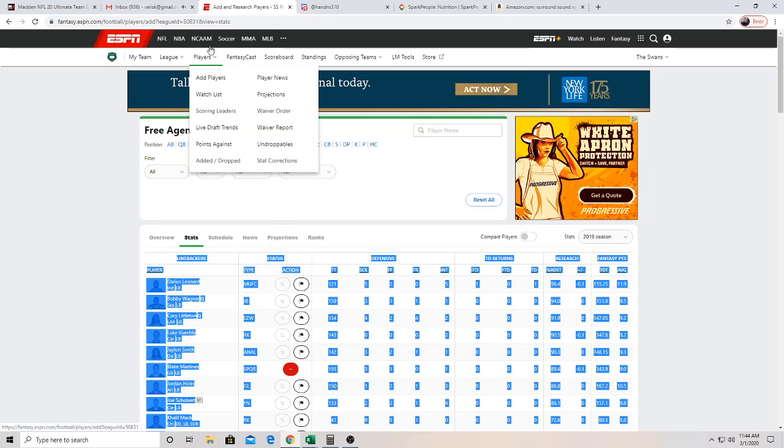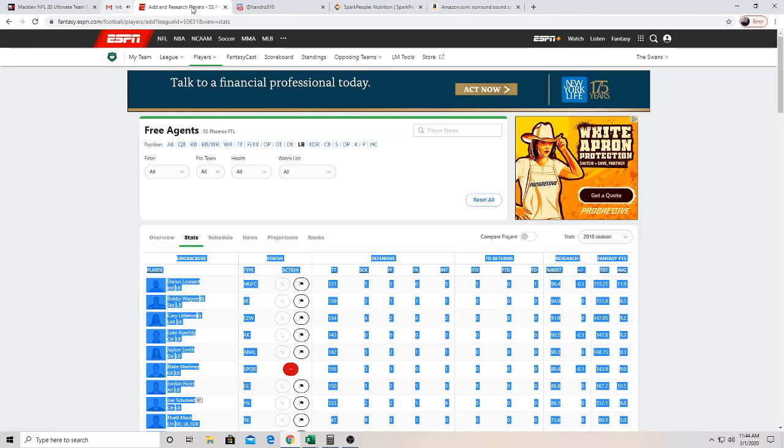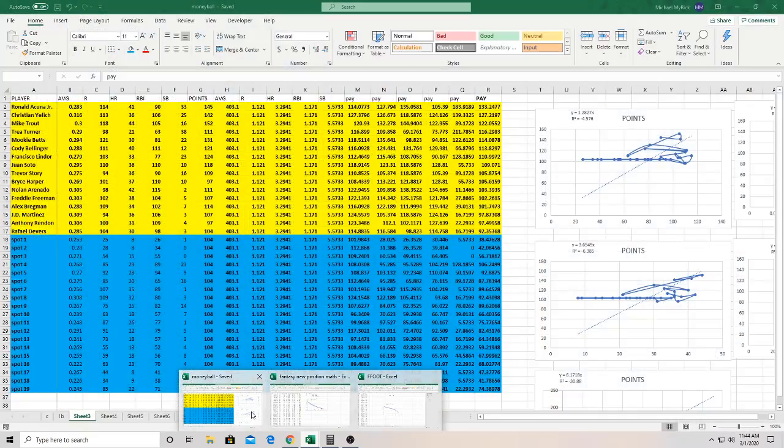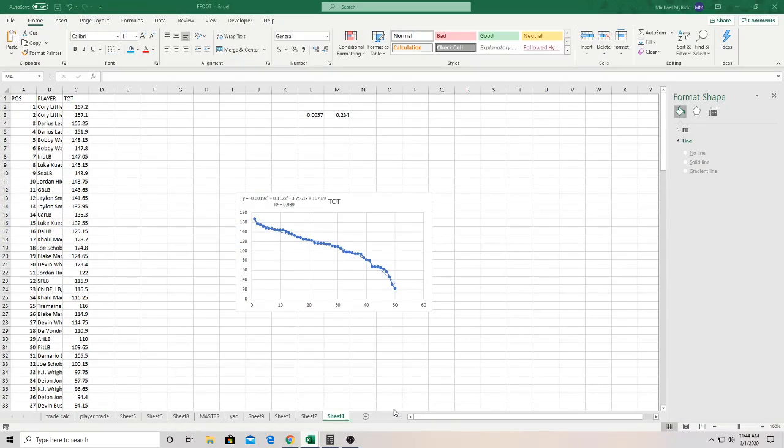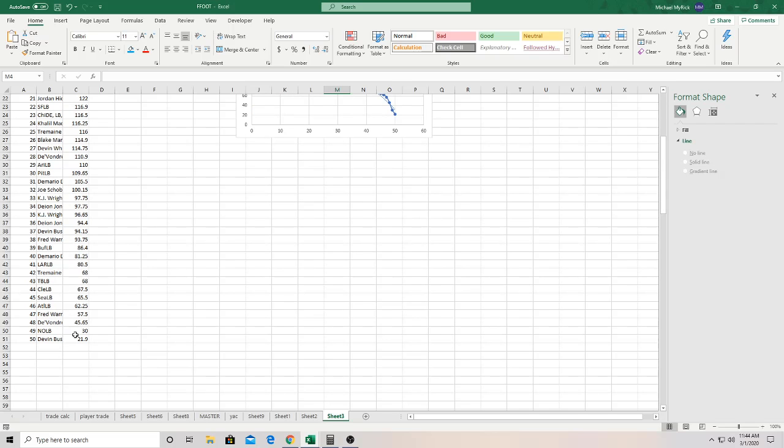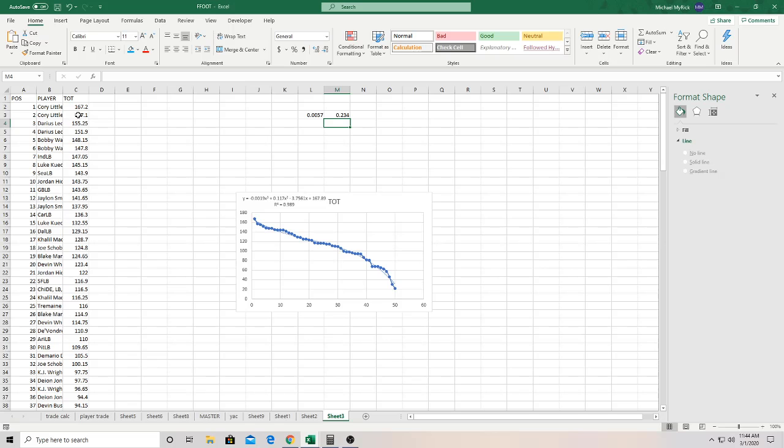I think I've done what you said before. I can't find the Excel sheet, but basically I got just the top 49 or 50 linebackers because otherwise it was just too much copy paste. Anyway, put them here and sort them highest to lowest. Put the position over here, and then you get this curve.